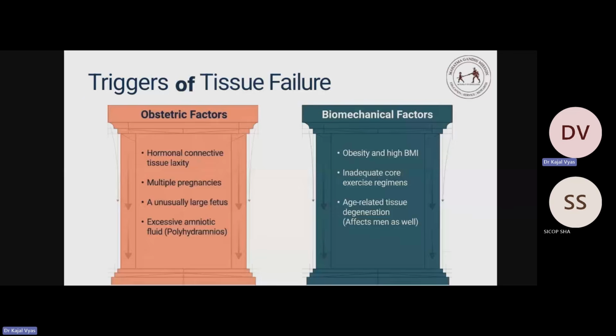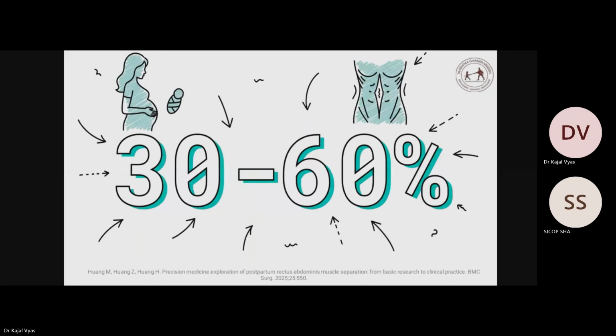Now, moving on to the next slide. As we have discussed, it is very common that diastasis recti is present in postnatal females. Recent research has shown that 30 to 60% of postnatal females have diastasis recti.